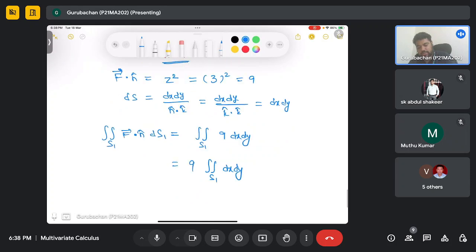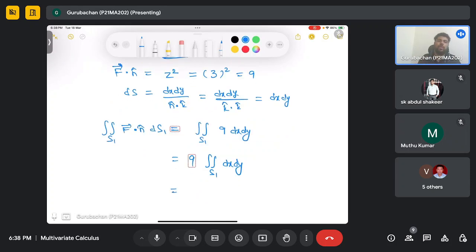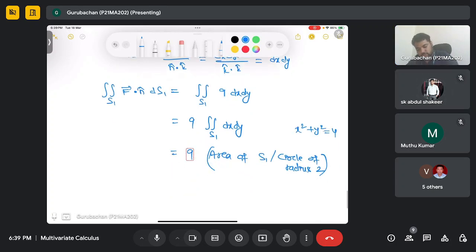What does this quantity represent? One way is the harder way, calculating over the region x square plus y square equal to 4. This is our S3. Circle area, sir. Good. The smarter way is the area of S3, a circle of radius 2 units. So this will give us 9 times pi times 2 square, which is 36 pi.